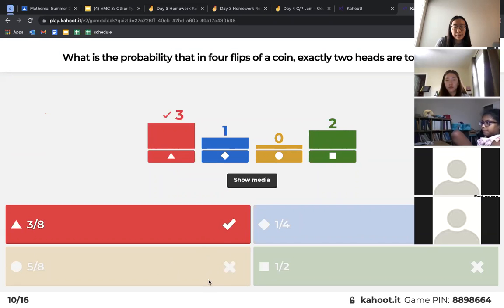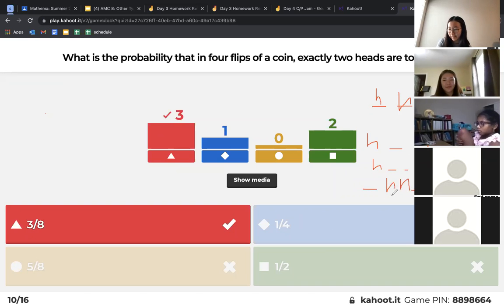Okay, so that time might have been a bit short, but the answer is 3/8. So if we're going to calculate exactly 2 heads, then there's a couple of ways we can do it. So it can be head, head, like that, or head, head, like that, or head, head, like that. So basically, okay, you know what, I'm going to go over all of them, because why not? Head, head, like that.